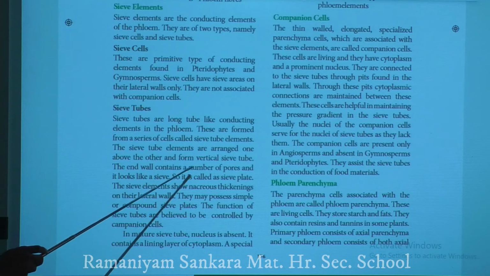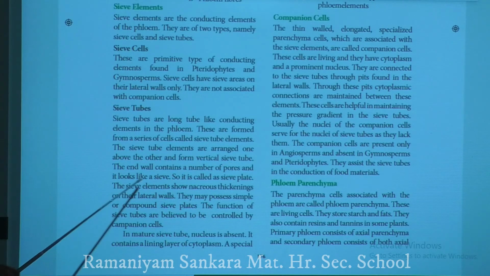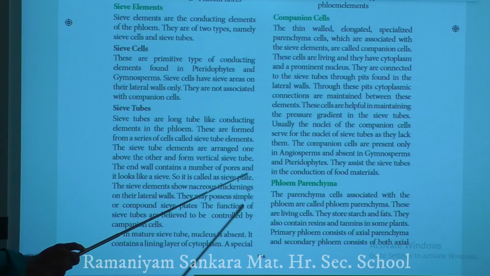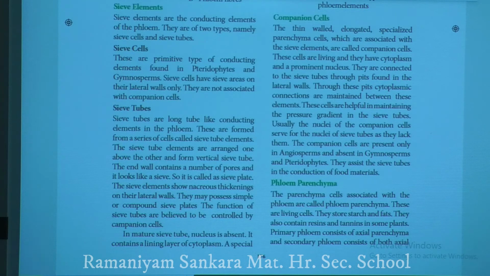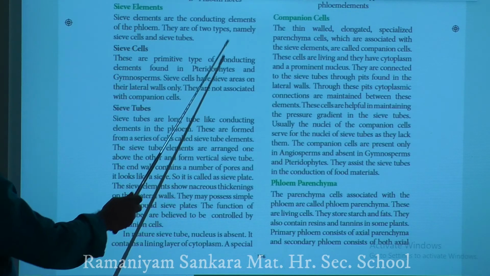The end walls contain a number of pores and look like a sieve, so it is called a sieve plate. The sieve element shows nacreous thickening on the lateral walls. They may possess simple or compound sieve plates. The function of sieve tubes is believed to be controlled by the companion cell. In mature sieve tubes, the nucleus is absent. It contains a lining layer of cytoplasm.